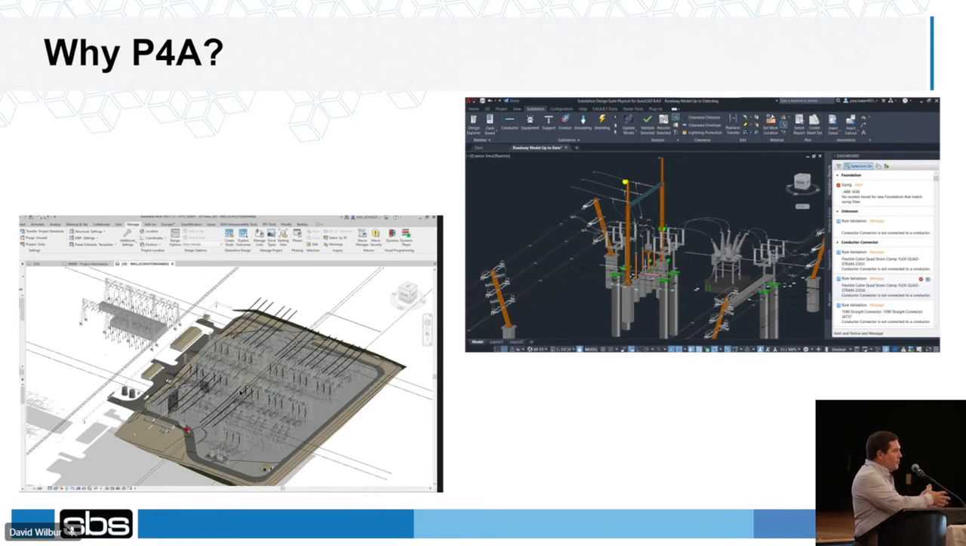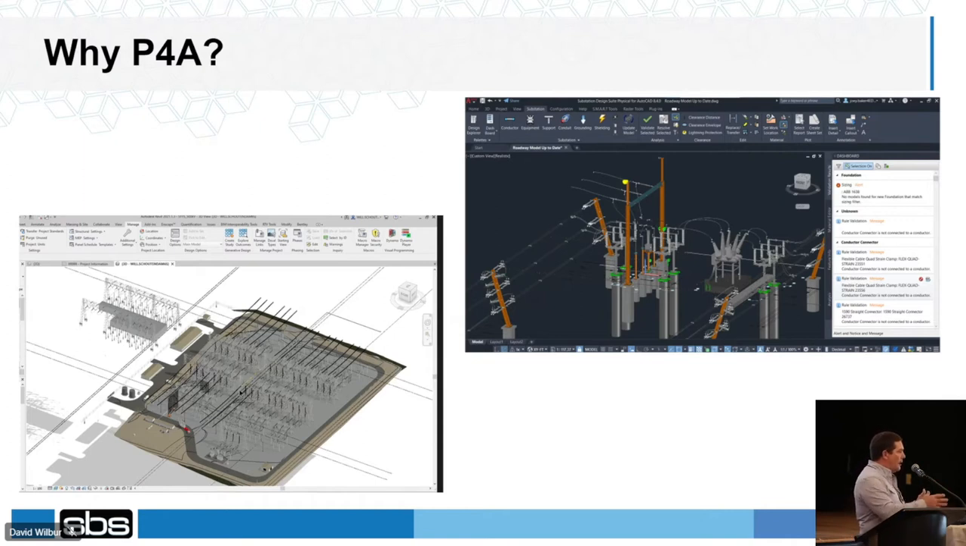Because they're able to create a nice looking model in Revit, but they're not able to add on all of the additional engineering calculations that are really important within substation design. So what I want to draw your attention to here is, within P4A, and I would say within any 3D modeling application, you should expect that any 3D modeling application can create nice looking visual representations. Any 3D modeling application can likely create your bill of material and get the items included in the model accounted for in a bill of material.